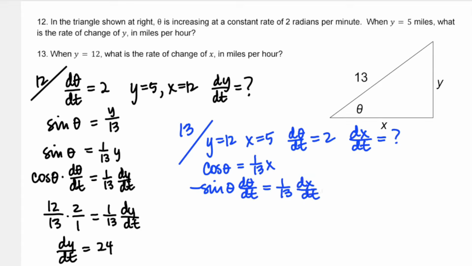Plug in what we know. Sine theta would be y over 13, so negative sine theta is going to be negative 12/13. D theta dt is still 2. And then this is going to be 1/13 of dx dt, and it's working out the exact same way as the other one. And at this moment, dx dt is going to be negative 24 miles an hour.